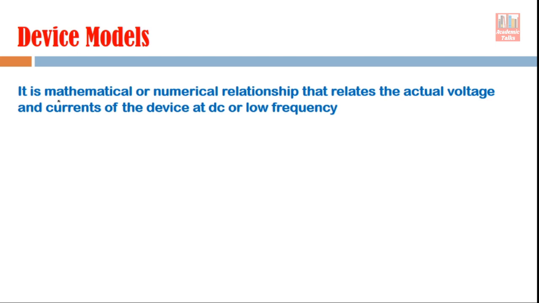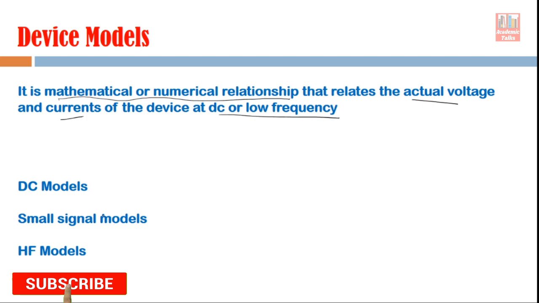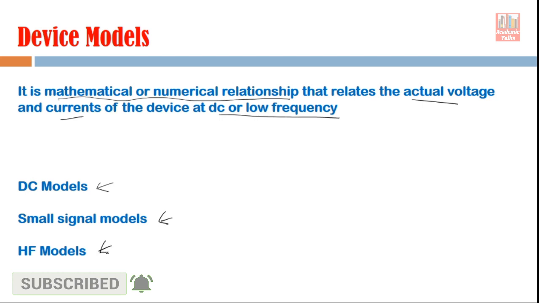We have discussed that device models are nothing but mathematical or numerical relationships that relate the actual voltages and currents of the device at DC or low frequency. Device models are normally of three types: DC models, small signal models, and high frequency models. DC models are the most basic and most important models because all other models are derived with the help of DC models.